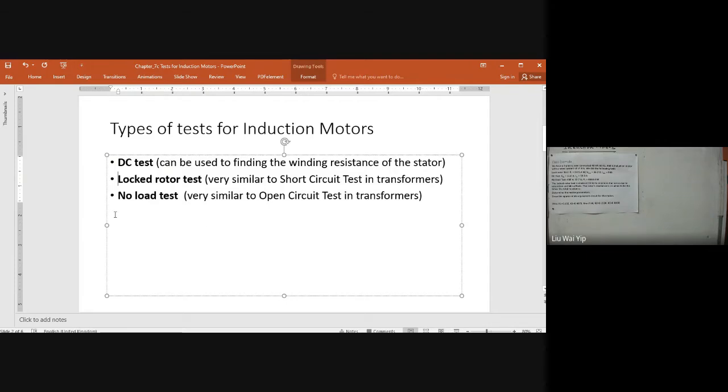And finally, we have to do the so-called low load test, or free running test. This test is very similar to the so-called open circuit test in a transformer.